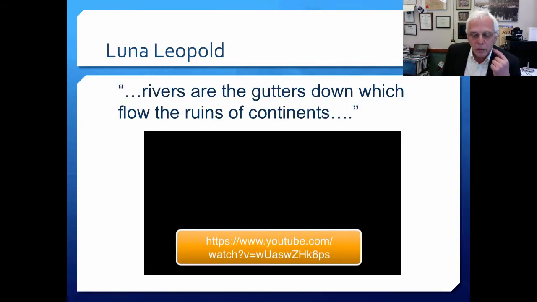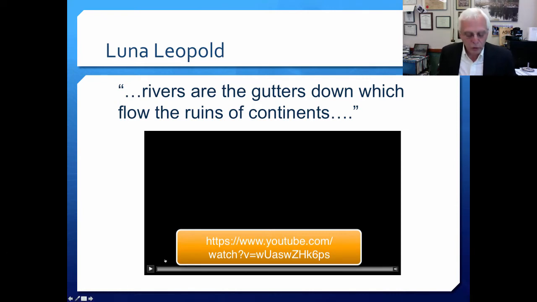Luna Leopold, a very famous geomorphologist and geologist, once said, "Rivers are the gutters down which flow the ruins of continents." And it's not literally so. Rivers are important unto themselves, but they are one of the major forces that forms the geomorphology, or the shape and form of land masses. And so I've been long fascinated by the formation of streams.